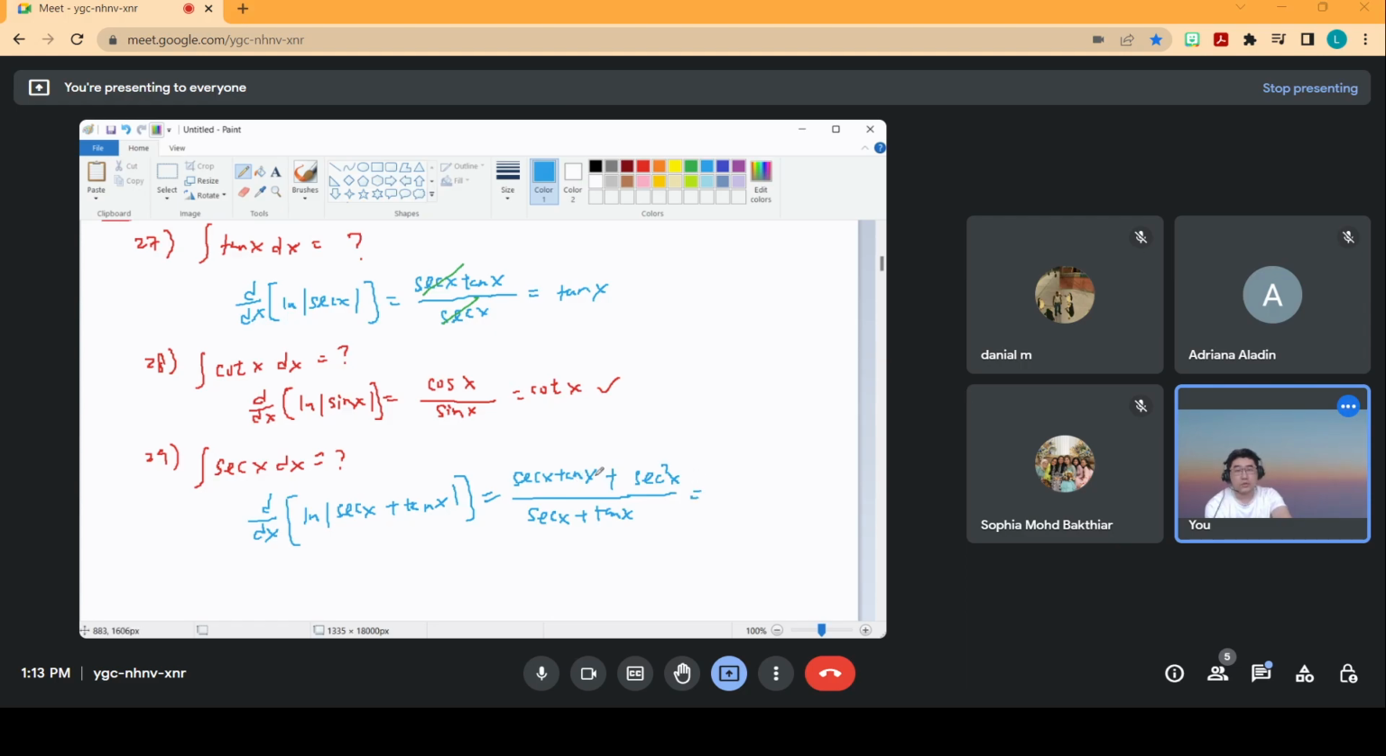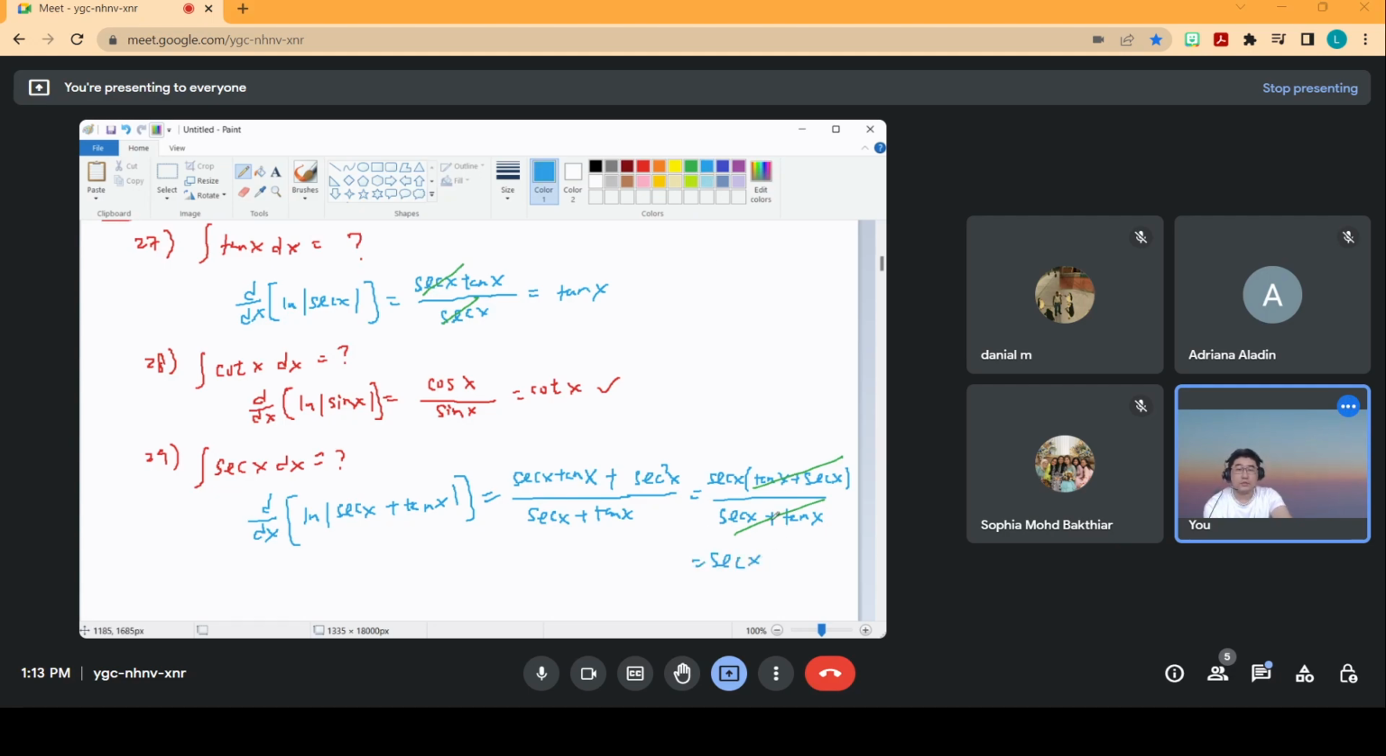Okay, this is from section B, where we managed to remember this rule. So from here, we can factor out the secant: secant x tangent x plus secant square x becomes secant x times tangent x plus secant x. Then you have secant x plus tangent x on the bottom. Now you will see that the secant plus tangent cancels, and then we have secant x.